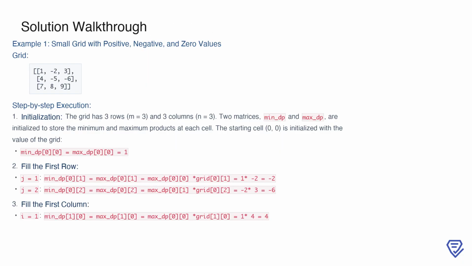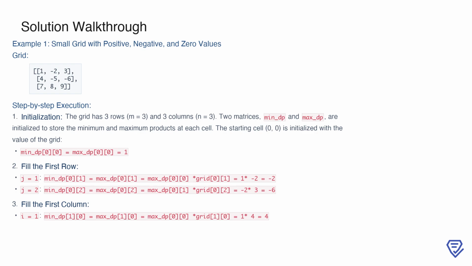To solve this problem, we start by analyzing a small grid with positive, negative, and 0 values. The grid has 3 rows and 3 columns, so we initialize 2 matrices, min_dp and max_dp, to keep track of the minimum and maximum product values at each cell. The starting cell, which is the top left corner, 0, 0, is initialized with the value of the grid at that position, which is 1.